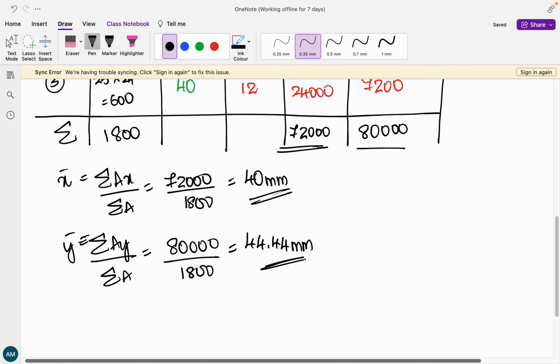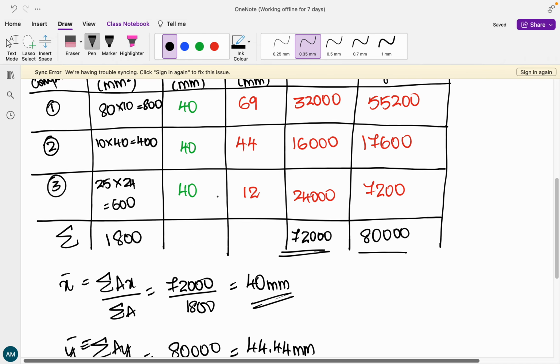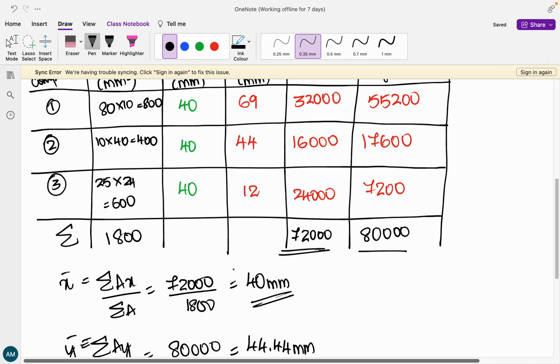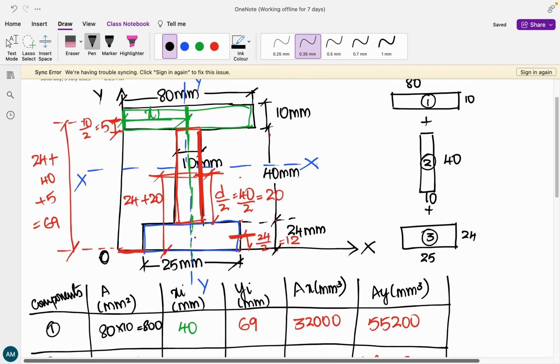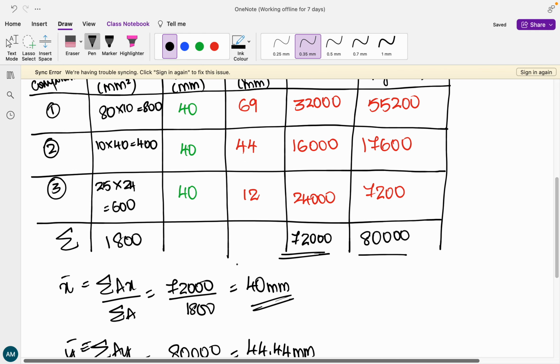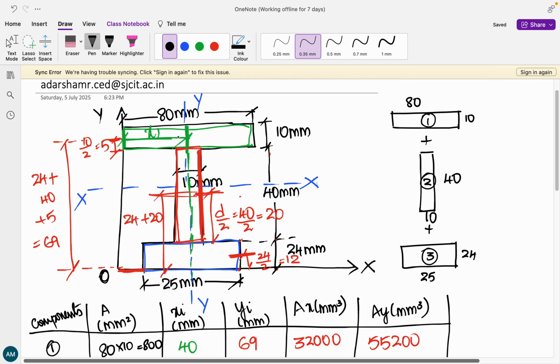So this is going to be 44.44 mm. Now if you can see, in the previous example that we solved, there also your x bar was lying on your y axis. Now also your x bar, that is 40 mm, is going to lie on your y axis. Can you see the y axis that we have considered over here? From the origin, this distance is 40.